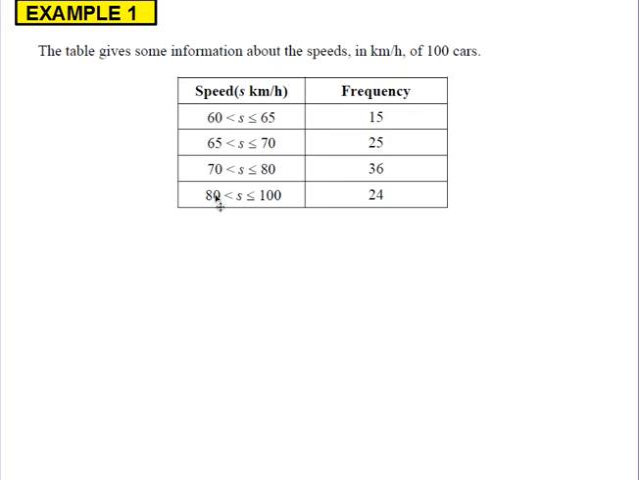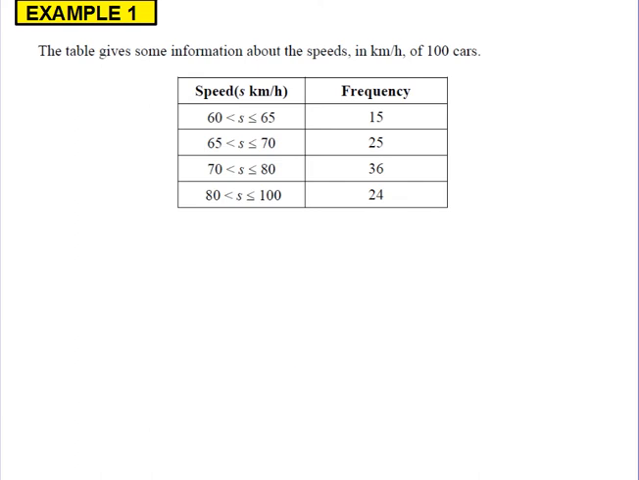So this table gives some information about the speeds of 100 cars in kilometers per hour. It's a group frequency table, so this is showing that 15 cars were going between 60 and 65 and so on. Now, with a group frequency table we may have different class widths, that's the distance between this number and this number, it means that we need to consider what's known as the frequency density.